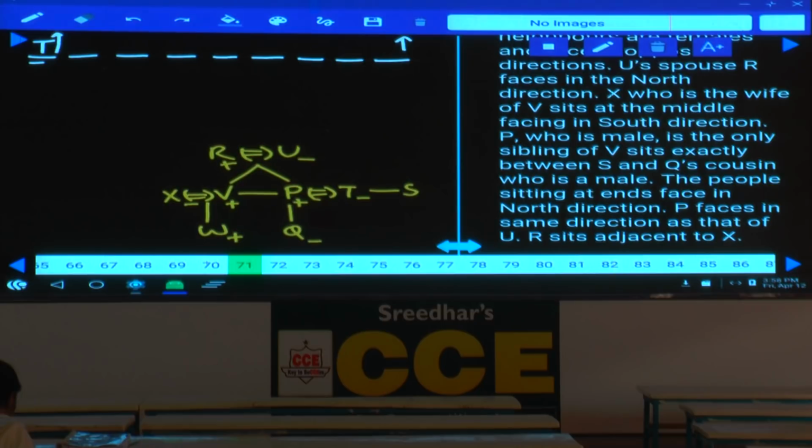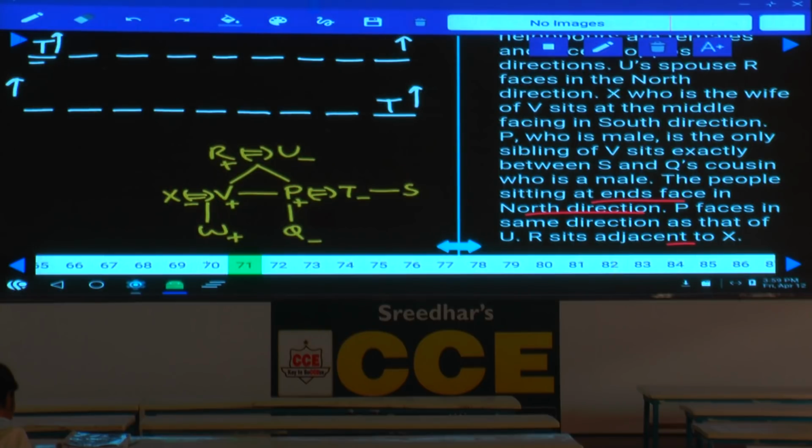Now there is the last statement. Now the people sitting at the ends face in the north direction, that is clearly given. And P faces in the same direction as that of U. R sits adjacent to X. Then what is the next information here? 1, 2, next possibility 4, 5, 6, 7, 8, 9. Now in this one, T can be either at the left end of the row or at the right end of the row. In both the cases, this person must be facing towards north only.